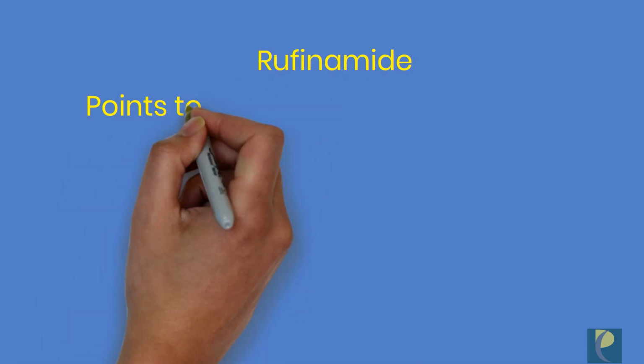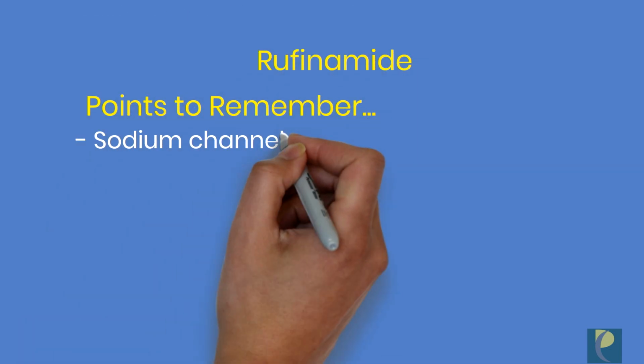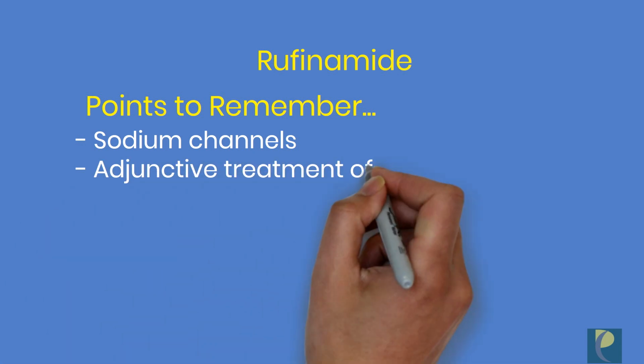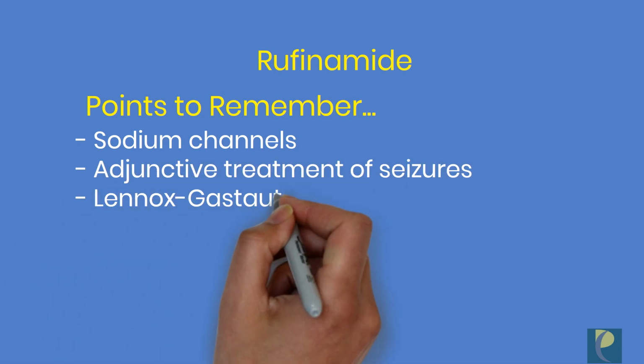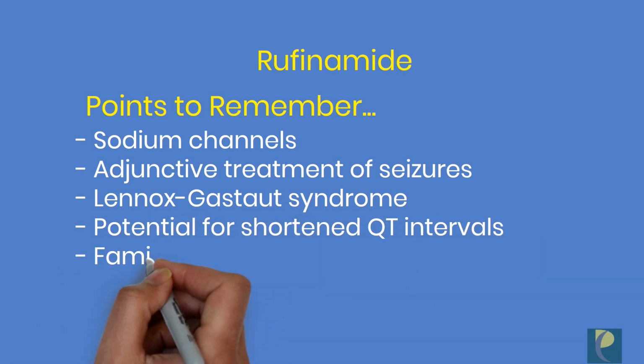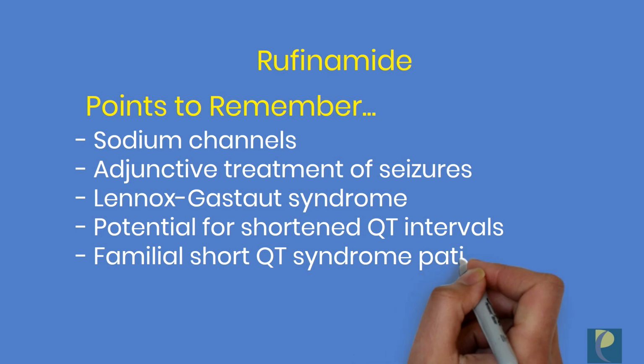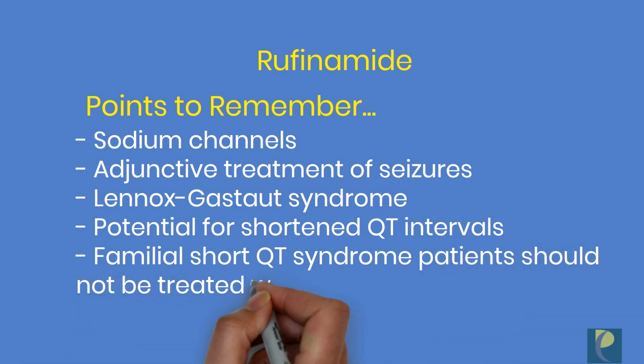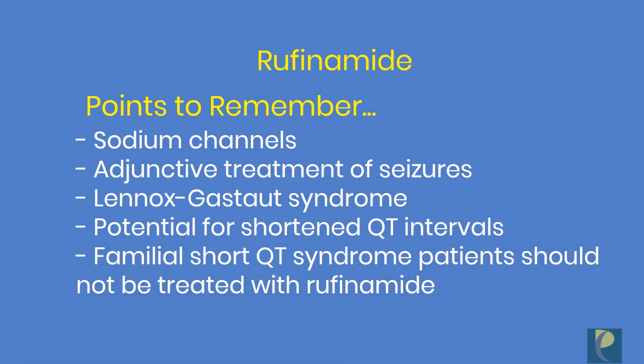Rufinamide. Rufinamide acts at sodium channels, and this drug is approved for the adjunctive treatment of seizures associated with Lennox-Gastaut syndrome in children over age 4 years and in adults. This drug has a side effect which includes the potential for shortened QT intervals, and patients with familial short QT syndrome should not be treated with rufinamide.